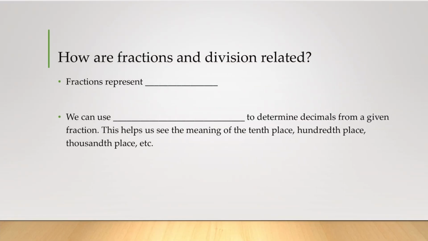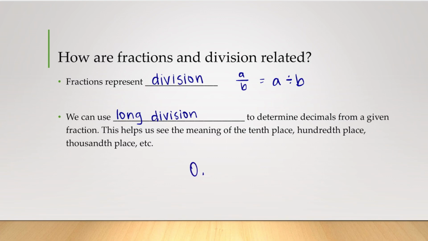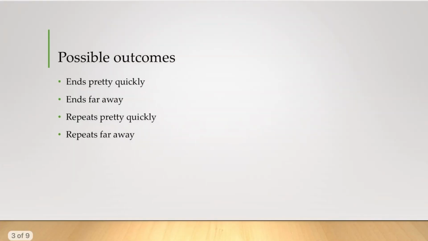So just a quick refresher, fractions and division are related because fractions just represent division. That bar in the middle, so like A over B, is the same as saying A divided by B. That's all it is. Fractions and division are the same thing. So we can use long division, the handwritten kind, to determine decimals from a given fraction. So this will help us see the meaning of the 10th place, 100th place, thousandth place, etc. Like if you have 0.ABCD, this is the 10th place, this is the 100th place, because we keep on going. And we'll see these occur as we do long division.